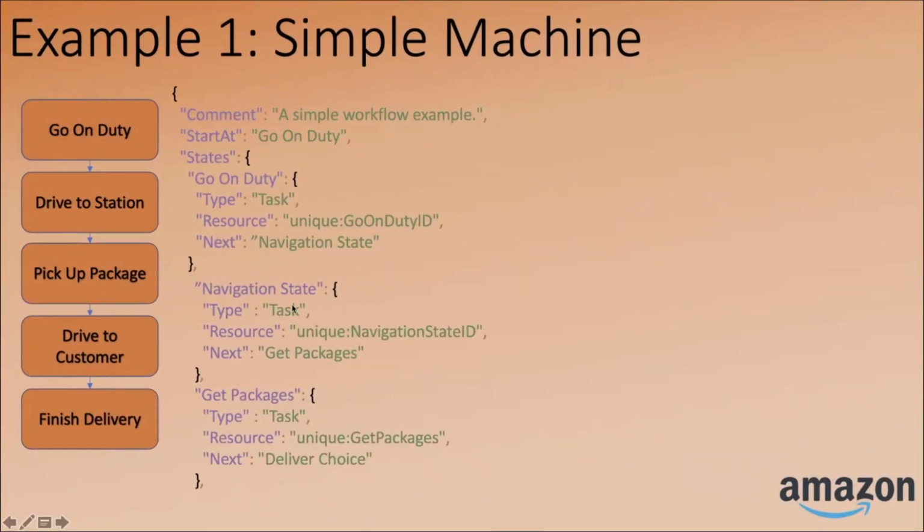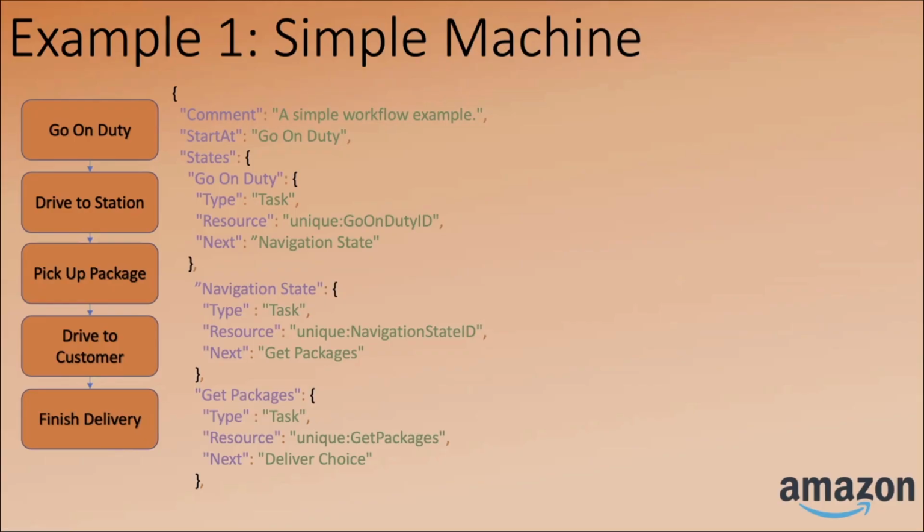The next two states we have here are both task states. We have a navigation state with some type of unique ID again right here. It's a task, some work's being done. Then we have our pickup packages. It's a task state as well, some unique ID. Then we go to our deliver choice.